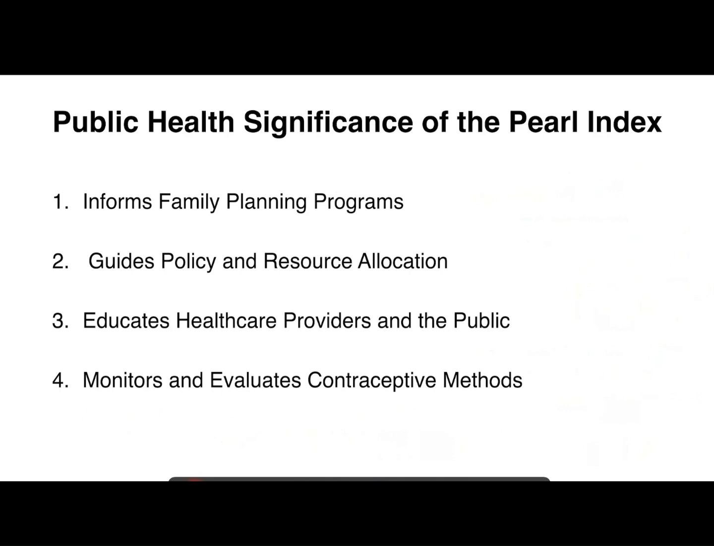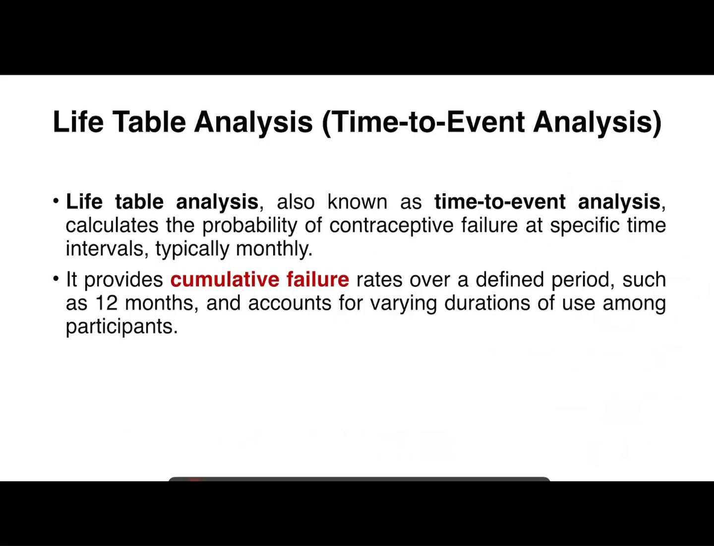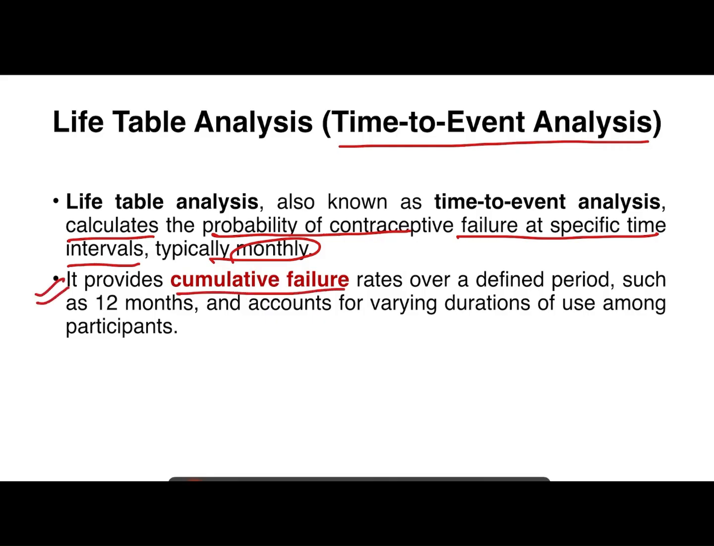After that comes life table analysis. For the undergraduate level, it is not asked much. You should know that it is one of the methods to measure contraceptive efficacy. It is also known as time-to-event analysis, and it calculates the probability of a contraceptive failure at a specific time interval, typically monthly, unlike the Pearl index. It provides the cumulative failure rate over a defined period such as 12 months, and it also accounts for varying duration of use among the participants.